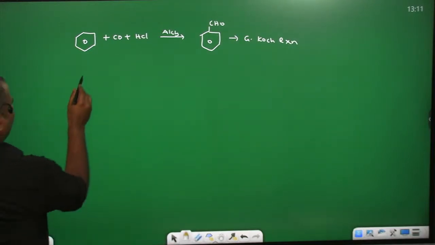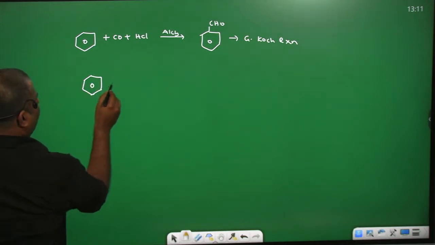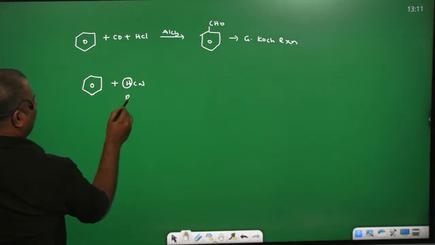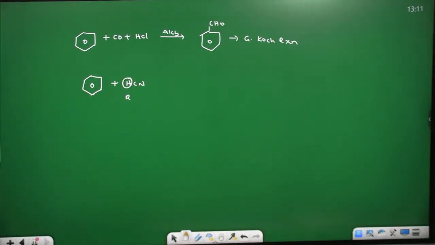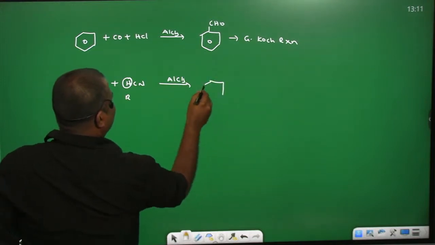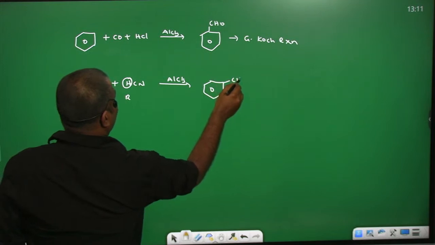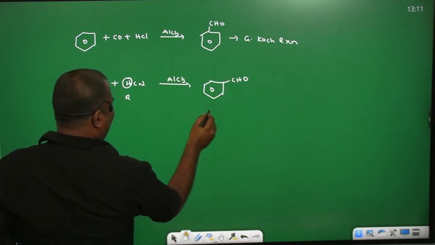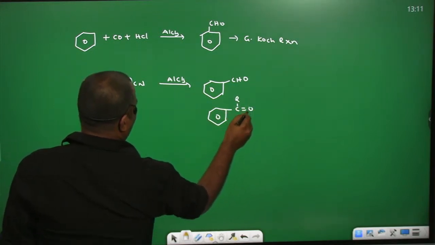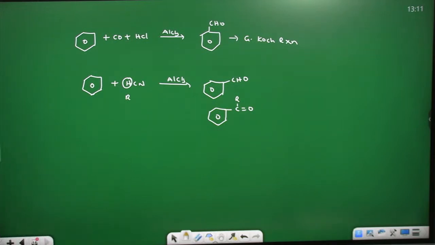The same reaction, meaning benzene is treated with substituted cyanides. Here, in place of this, you can take H or you can take R. Hydrogen cyanide or alkyl cyanide, anything, in presence of AlCl3. If you use HCN, you get CHO. Otherwise, if you take RCN, you get RC double bond O. If you use hydrogen cyanide, you can get aldehyde. If you use alkyl cyanide, you can get ketone.